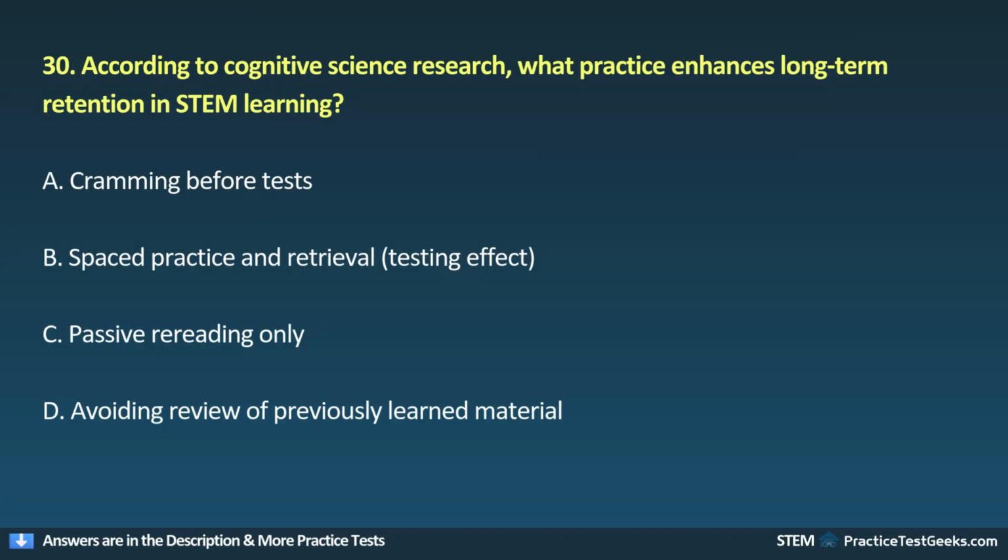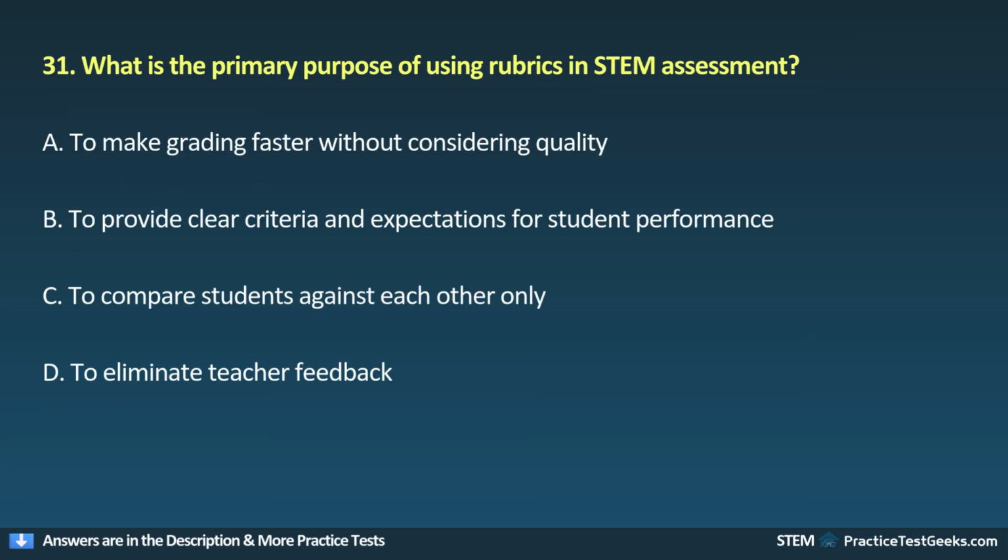30. According to cognitive science research, what practice enhances long-term retention in STEM learning? A. Cramming before tests. B. Spaced practice and retrieval, testing effect. C. Passive rereading only. D. Avoiding review of previously learned material. 31. What is the primary purpose of using rubrics in STEM assessment? A. To make grading faster without considering quality. B. To provide clear criteria and expectations for student performance. C. To compare students against each other only. D. To eliminate teacher feedback.